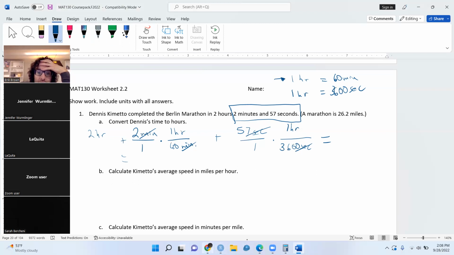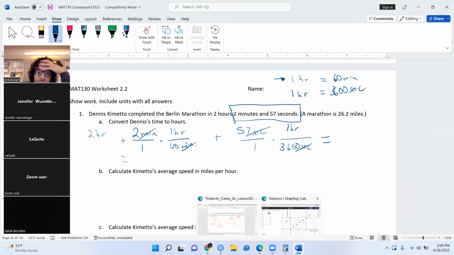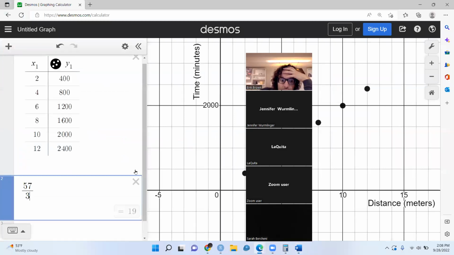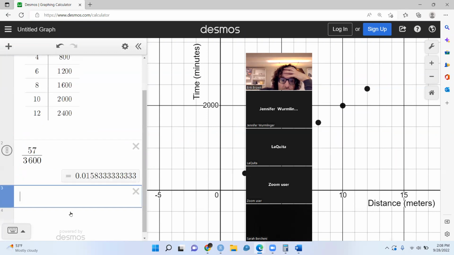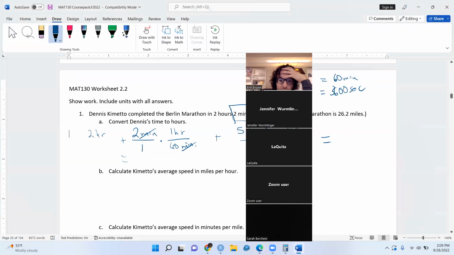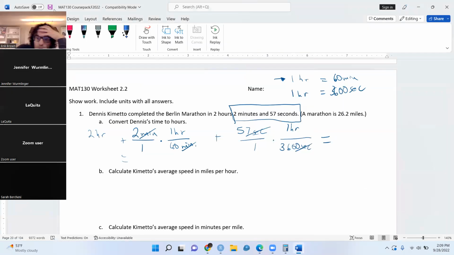So this feels like a great Desmos situation. I'm going to get here 57 divided by 3,600. There's those seconds. And I'm going to take 2 and divide it by 60. And there's the minutes into hours. So we're going to have to round this. I'm going to do 0.01583 for the seconds. So 0.01583, that's approximately how many hours 57 seconds represents.